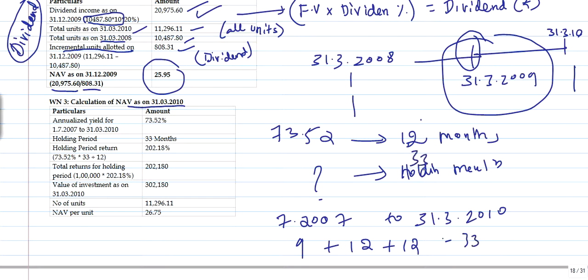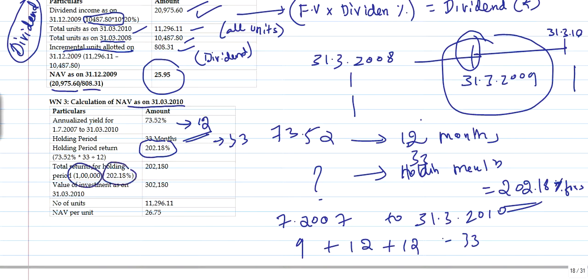So what is it for 33 months? 73.52 into 33 divided by 12, it will come to 202.180 percentage for 33 months. This is for 12 months, this is for 33 months. So what is the return? Overall return is 202.18 percentage, investment into overall return. Overall return we will get 202.180. This is only return.